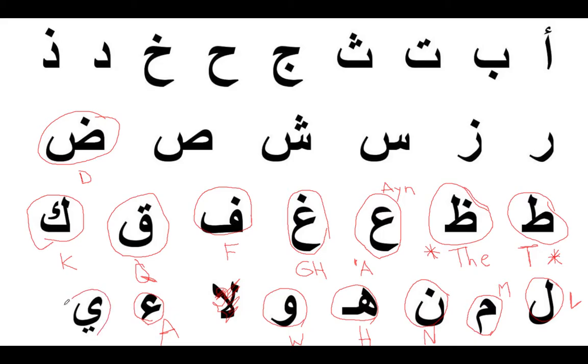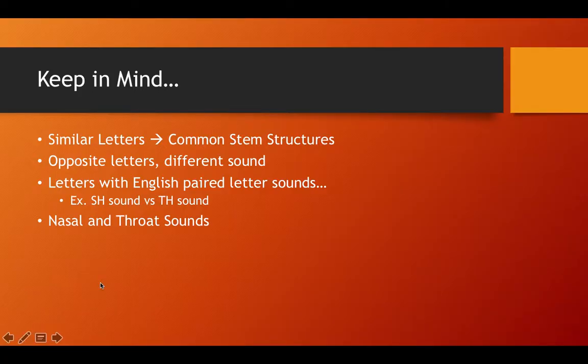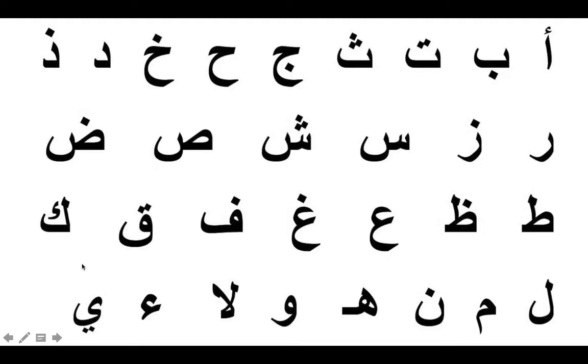And then you have the letter ya. The letter ya is making the letter Y sound. Make sense? Okay, so that is the alphabet. So now I'm going to go to the previous slide, and that's the only way to clear off all the writing. And what I'm going to do now is circle the groups of letters that share a common stem structure, just to show you and apply some of the concepts we've learned.